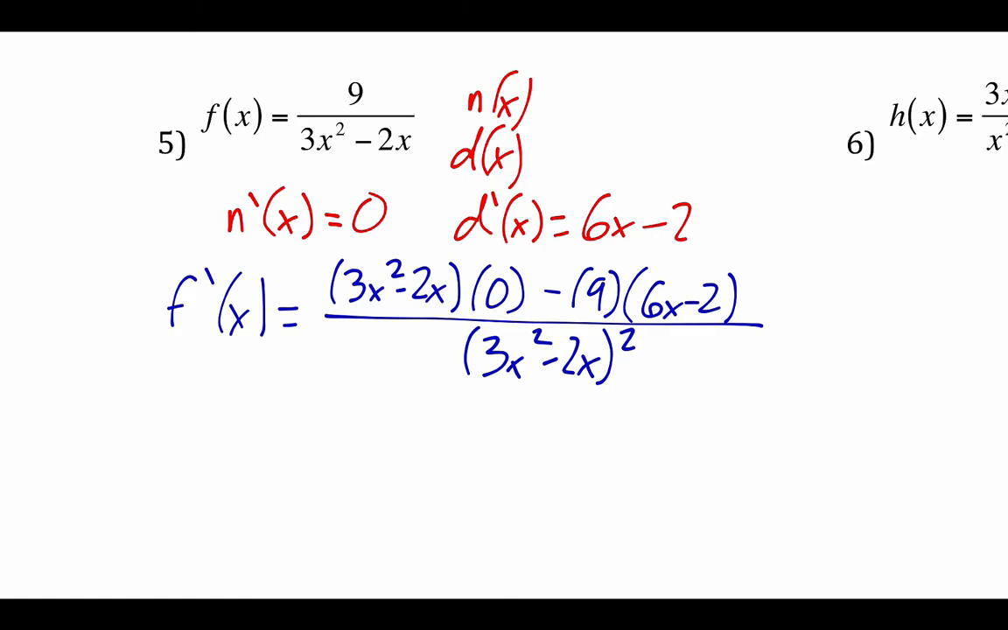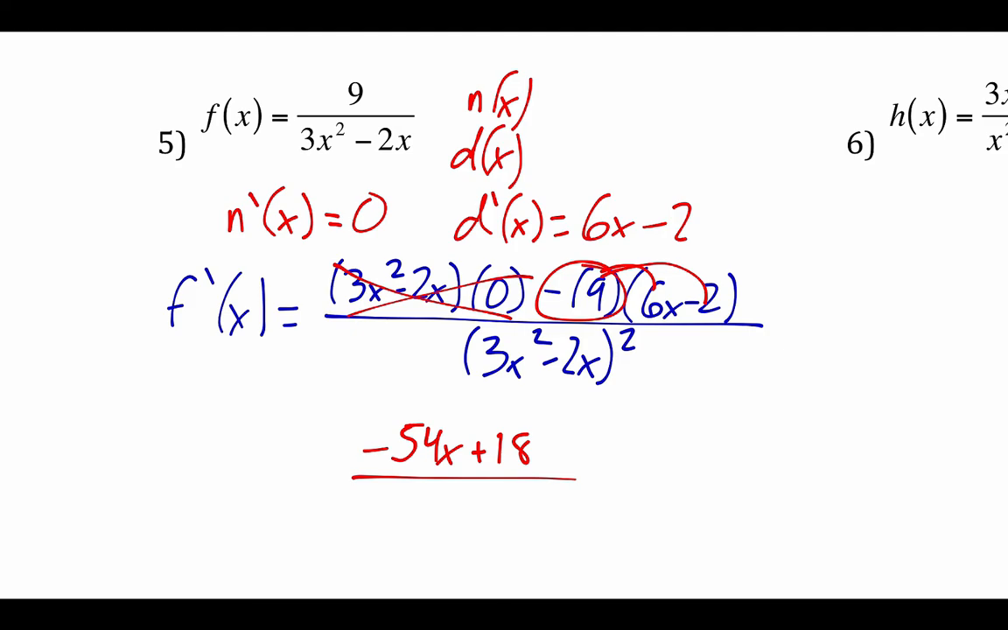We got 3x squared minus 2x times 0. Well, anything times 0 is 0, so that's just 0. Now, we can also take this negative 9 here, distribute it to the 6x and to the negative 2. Well, negative 9 times 6x gives us negative 54x. Negative 9 times negative 2 is positive 18.